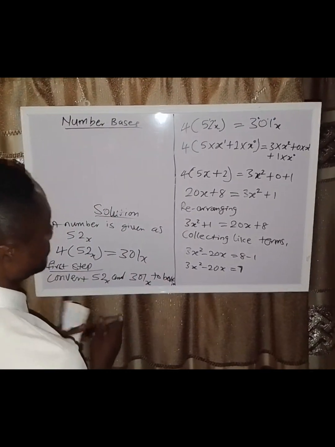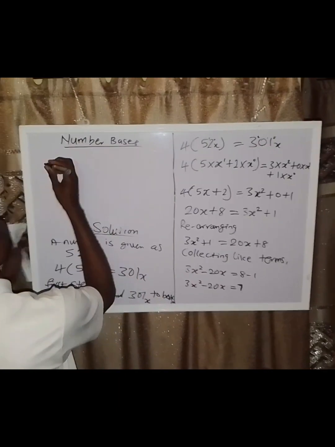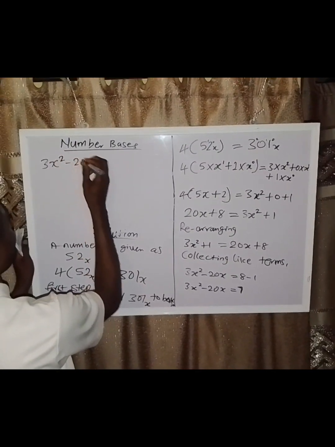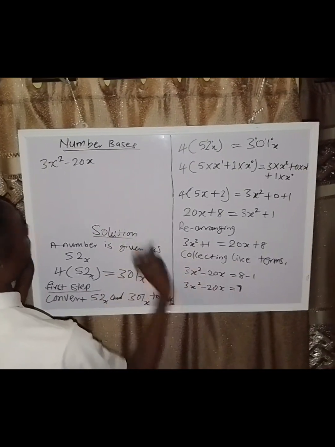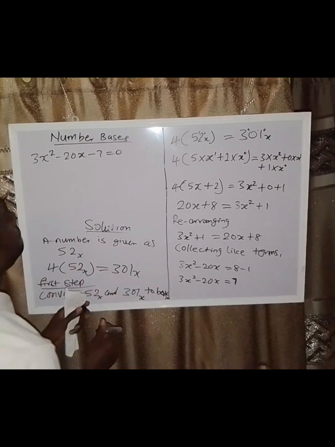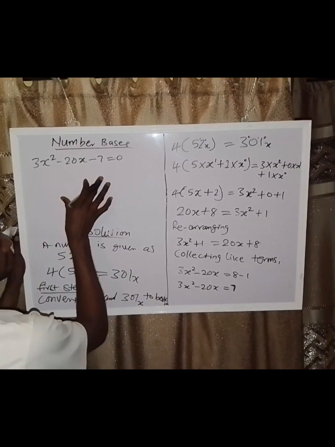Okay. Now we have 3x squared minus 20x. If you cross the 7 to this side, it will become minus 7 is equal to 0. So we have an equation now. Now we can factorize this equation.